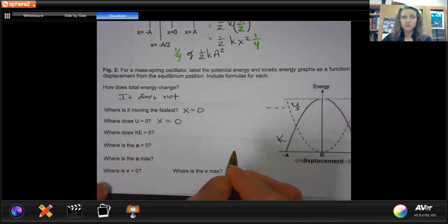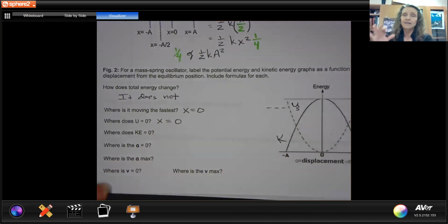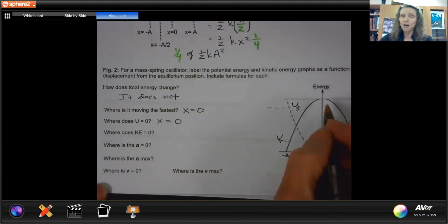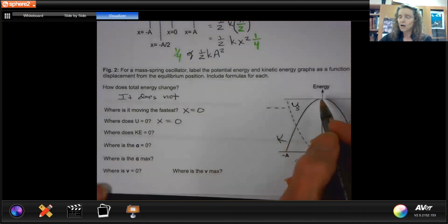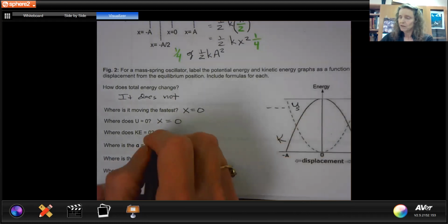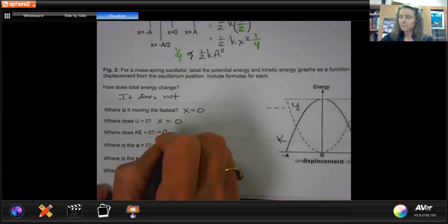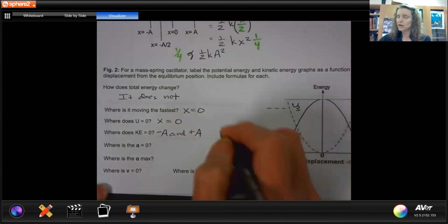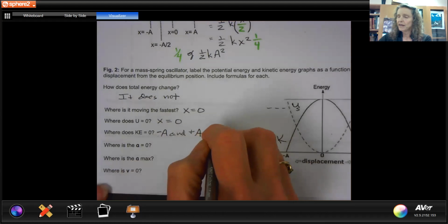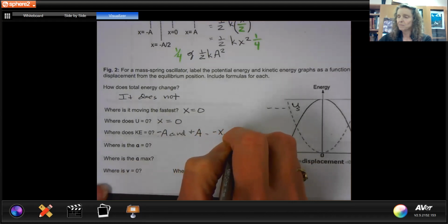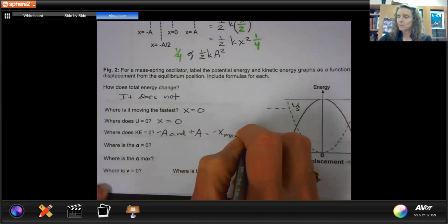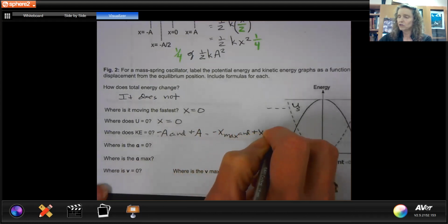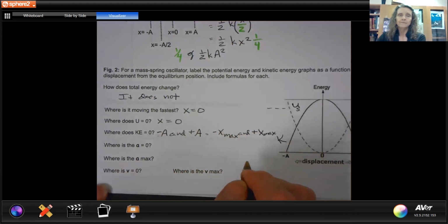So if all the energy that was potential when I stretched or compressed it is gone, then it's got to still have the same amount of energy, but it's all going to have to be in the other form, okay? All kinetic energy. So where's kinetic energy 0? Where it stops. It stops at -A and +A. Capital A means amplitude, okay? That's the same as negative X max for maximum and positive X max. Those are the two locations at which it stops, okay?